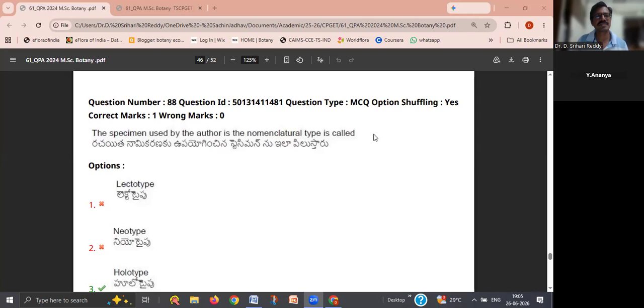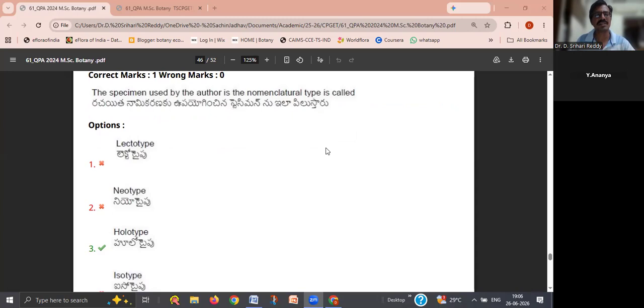So today's question paper is about the previous year question paper of PG entrance 2024. So now the question is, the specimen used by the author is the nomenclature type is called. See, there are several. It is in the taxonomy. It is called as typification.